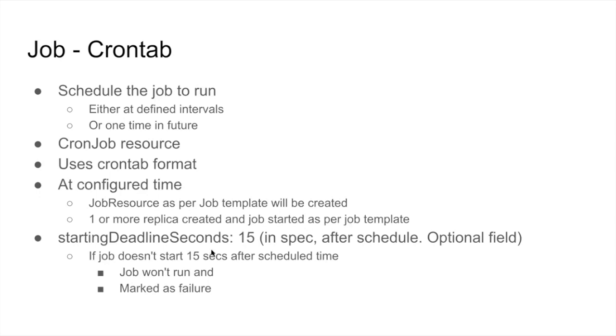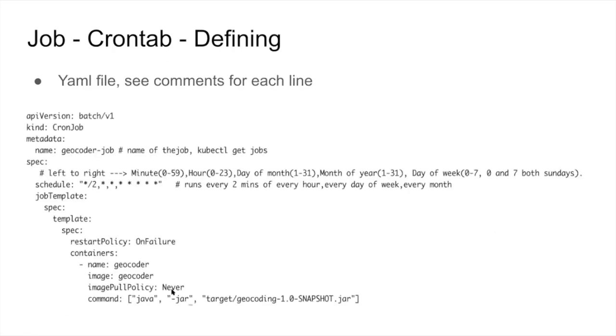Okay. So there is something called starting deadline seconds. For example, if I give 15 in the spec, I will show you in the YAML file also: if the job does not start within 15 seconds after the scheduled time, then the job will not run and it will be marked as failure. So this is how we run. Actually, I have not given that here.